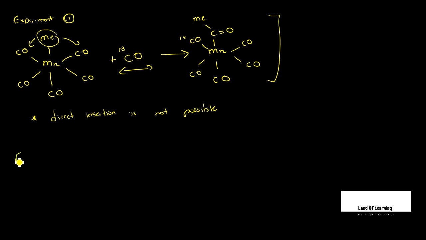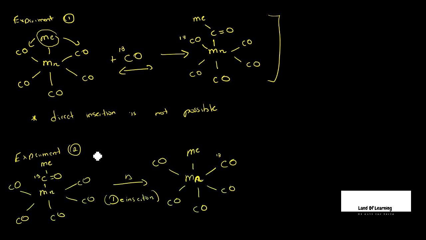In the next experiment, let me draw the structure. This is the second experiment which the scientists conducted. In this case, they converted the inserted carbonyl group into a labeled one by carbon 13 and heated it up to remove a carbonyl ligand, to undergo the de-insertion, basically the reverse of this particular reaction, right? When they did that, they observed that 100% of their product is this. So the removed carbonyl is not the labeled one.